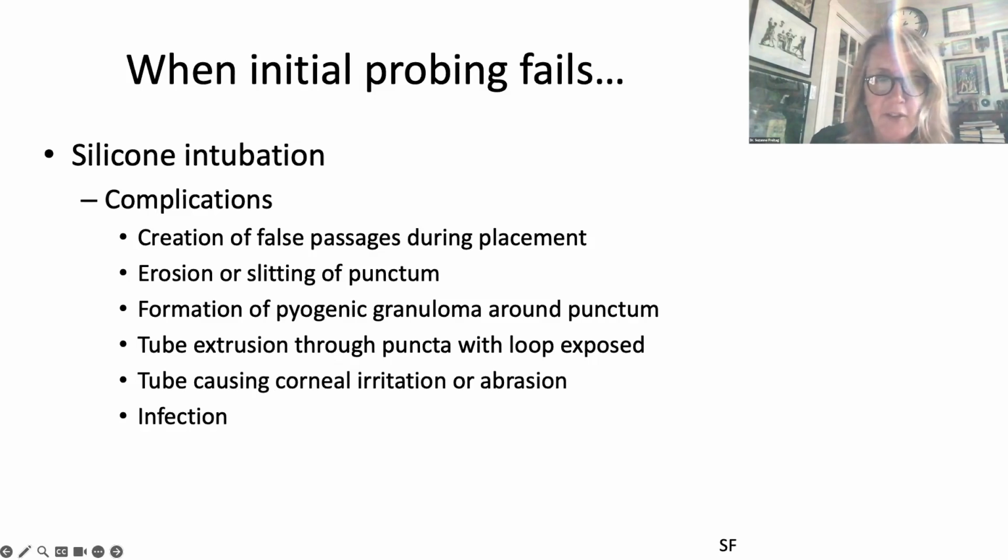Complications of silicone intubation. You can always create a false passage during placement. The punctum can erode or slit, especially if the tube is tied a little too tight. You can get a reaction, inflammation, pyogenic granuloma around the punctum from irritation from the tube. The tube can be too loose and come outward on the skin side with a loop exposed. The tube can cause corneal irritation or abrasion, which is fairly uncommon, or you can get an infection. Next.